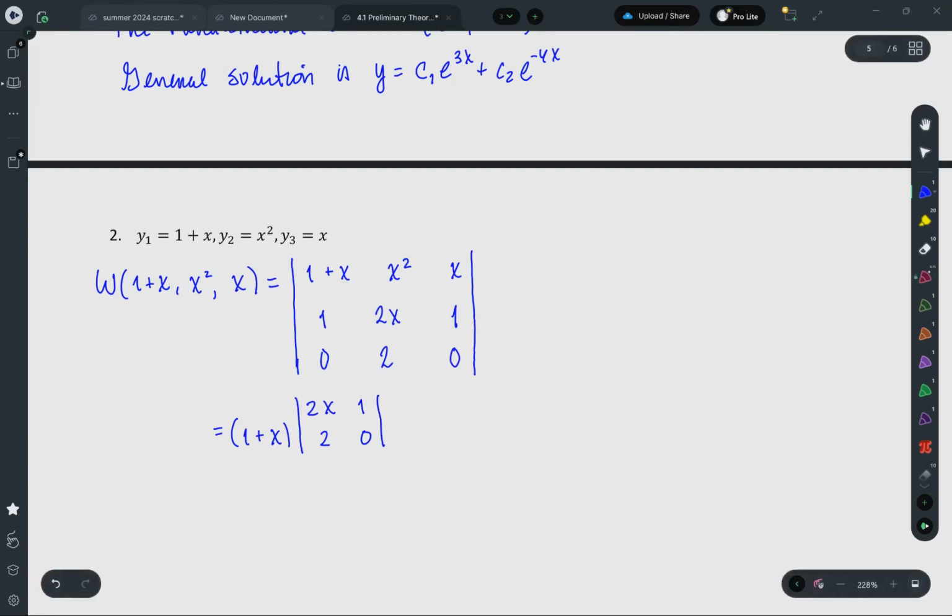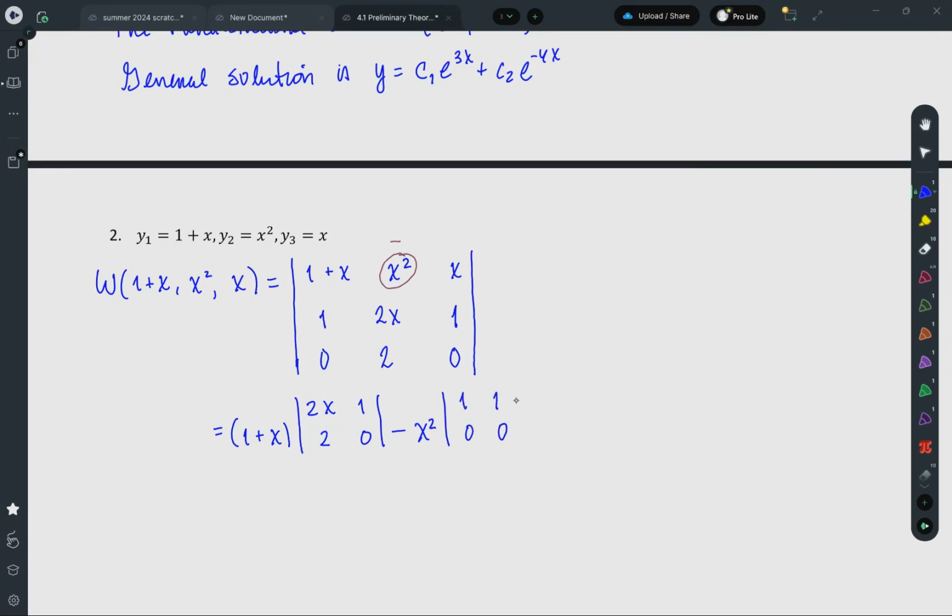Then I move on to the second column, and remember I have a minus sign. So I get a minus x squared. Imagine that the column and row it is in are gone, and the 4 remaining elements are 1, 1, 0, 0. And then finally, we get to the last one, x. So we get plus x. Imagine the row and column it's in gone, and then the remaining elements are 1, 2x, 0, and 2.